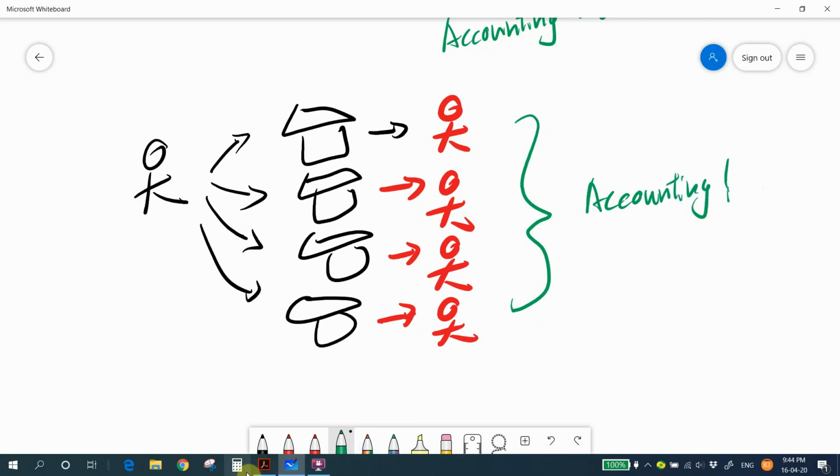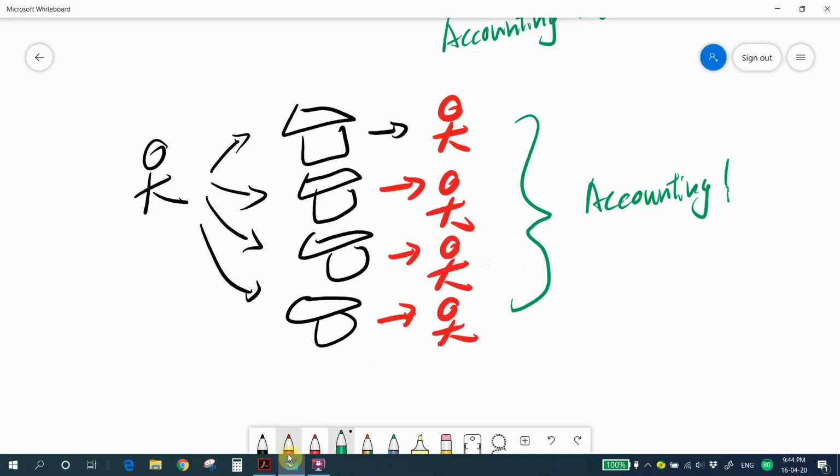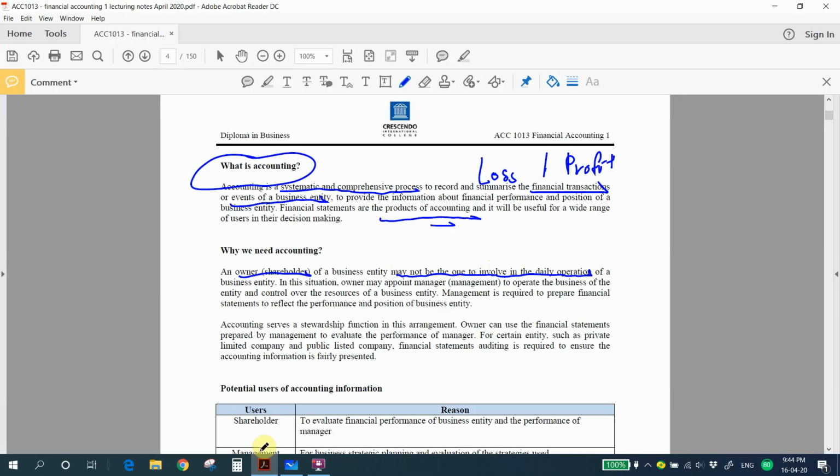Let's come back to the textbook. Why do we need accounting? An owner or shareholder of a business entity may not be the one involved in the day-to-day operation, just like the example just now. You have many outlets and you cannot operate them yourself. So in this situation, the owner may appoint a manager or management to operate the business and control the resources of the business entity.